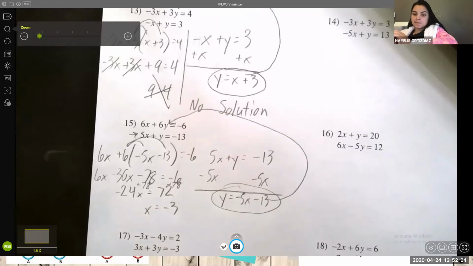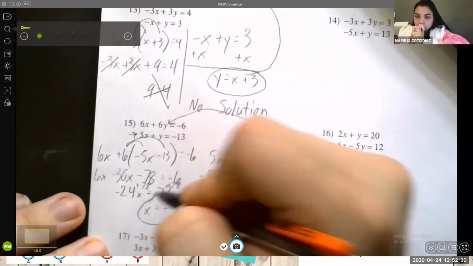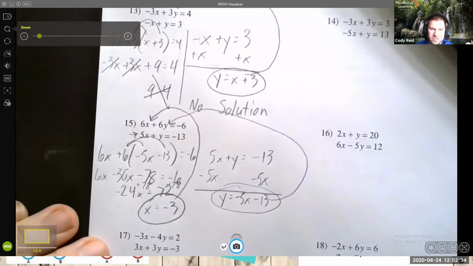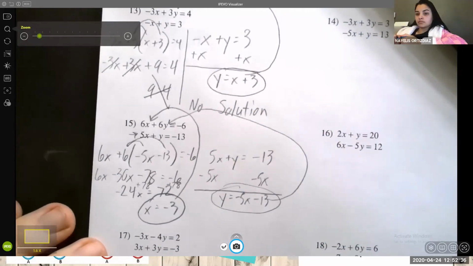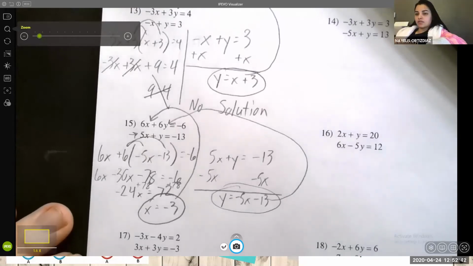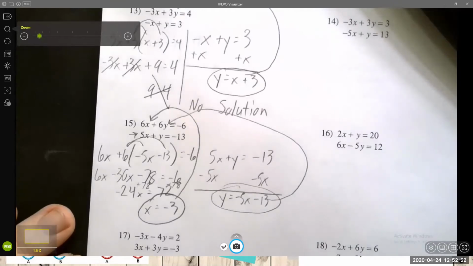That leaves you -3. And just like Nayeli just got done saying, we're going to take x and plug it into one of these equations in for x. Does it matter which one? It does not matter which one. You can use the one that says y equals -5x minus 13 if you want. I have no preference. I thought that was the one you had to use.